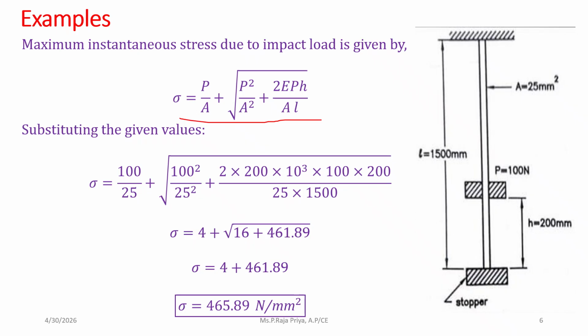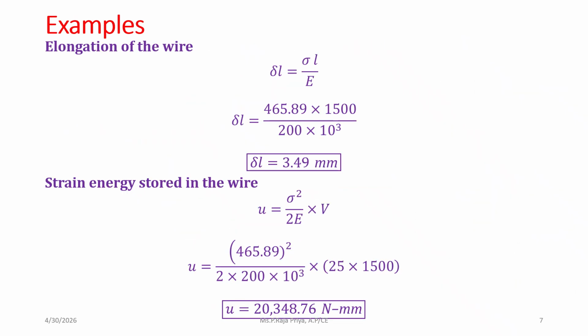The stress we have got here is 465.89 Newton per mm square. Next, we are asked to find out the elongation. So what is elongation? Delta L. What is delta L? Which is P L by A E.